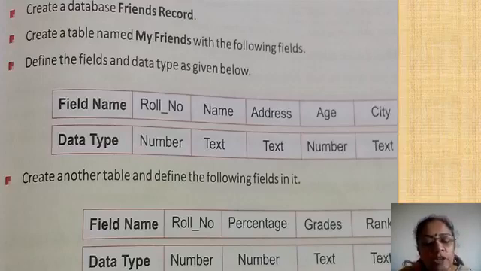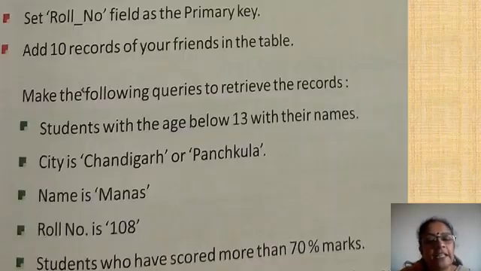Another table we need to create, the name is not given, but we can give it as friends marks, which contains again the roll number, percentage, grade of the student. So these are the two particular tables which we need to create in a database called friends records. In the next, we have to set the roll number as the primary key in both the tables, and we need to add 10 records each in both the tables.